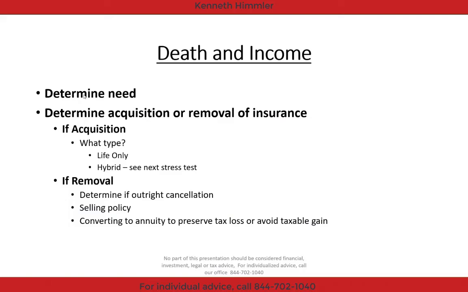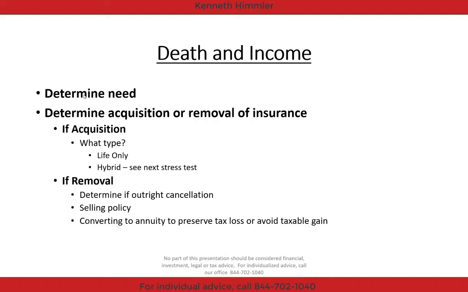So the first thing you want to do is figure out, A, do you need it? Same thing with long-term care insurance. B is, do you have the right kind of insurance? Now, once you determine what that is, there are actions. If you need to buy more insurance because your plan calls for it, what type? Do we buy life only or do we buy a hybrid, meaning that it has long-term care coverage on it?